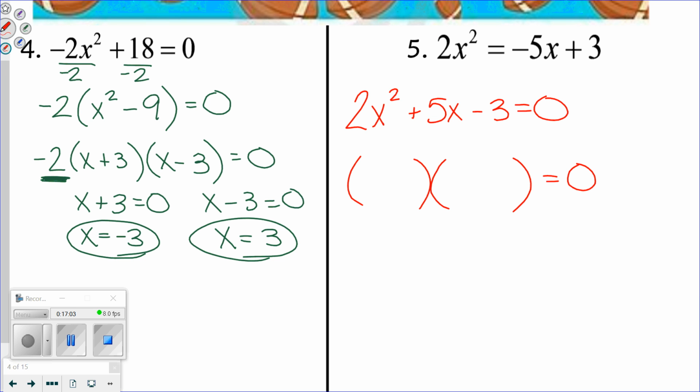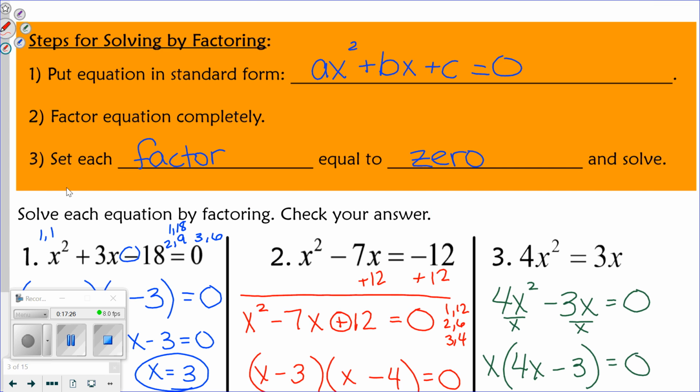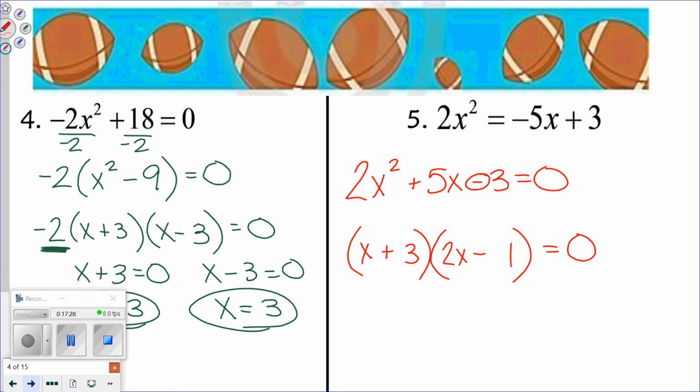What are my signs? Good, plus and minus, because that last one's negative. Options for A, 1 and 2, so 1x and 2x. Options for C, 1 and 3. Want to go 1 and 3 or 3 and 1? 3 and 1. If we check, that gives me 6x minus 1x. 6 minus 1 is 5. It actually does work.